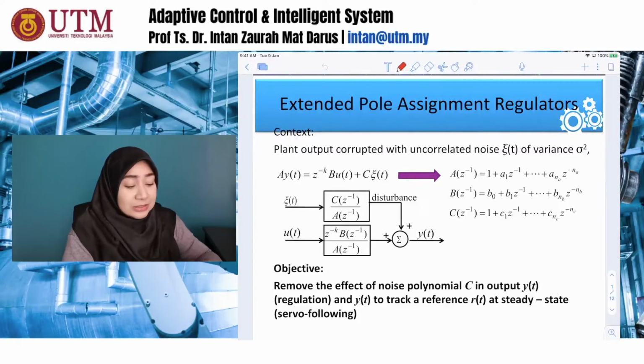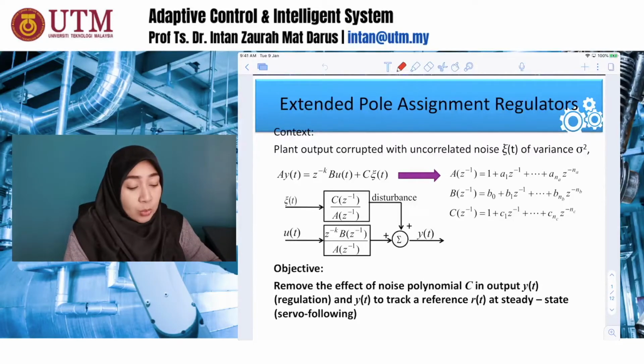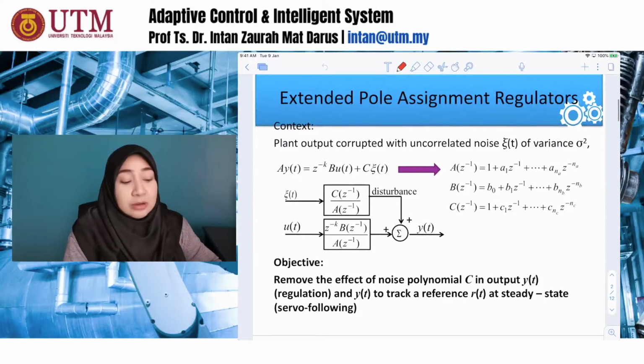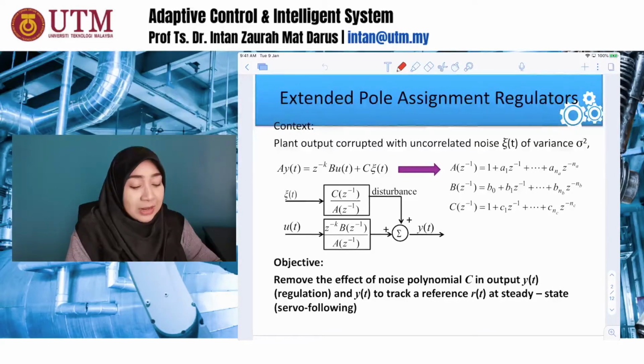So let's have a look at this plant where we have a plant output corrupted with uncorrelated noise zeta again. Okay, and then we have our plant being described by an ARMAX model. Y is equal to B over A, polynomial B over A multiplied by your input u, plus C multiplied by zeta. That polynomial C is the unwanted polynomial for your noise.